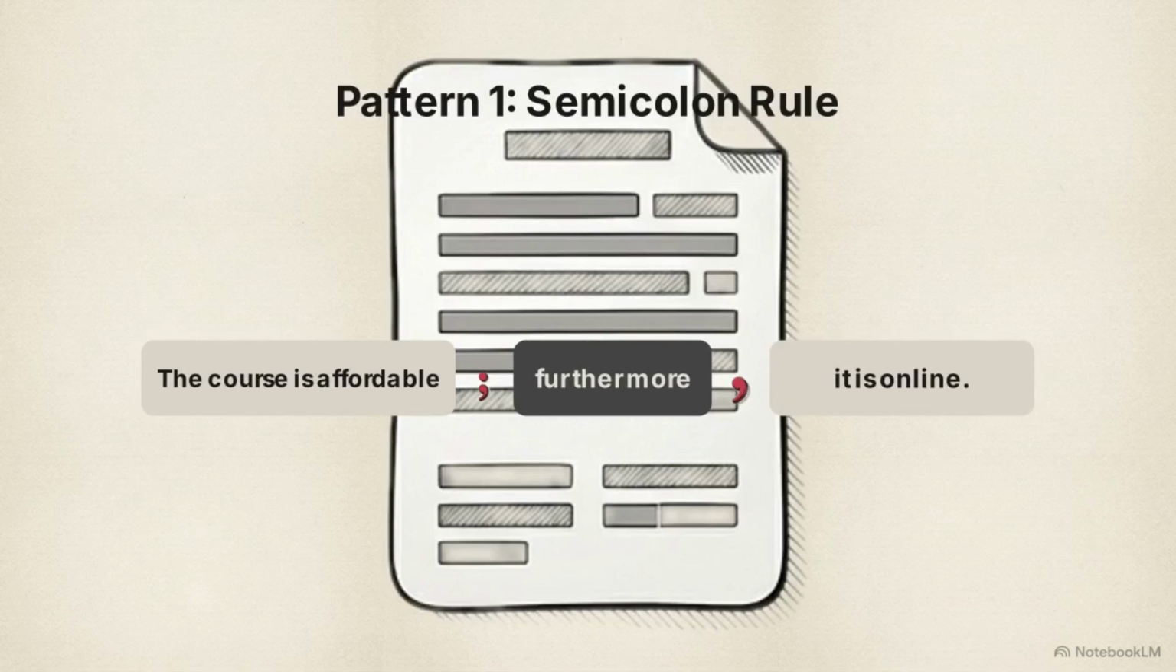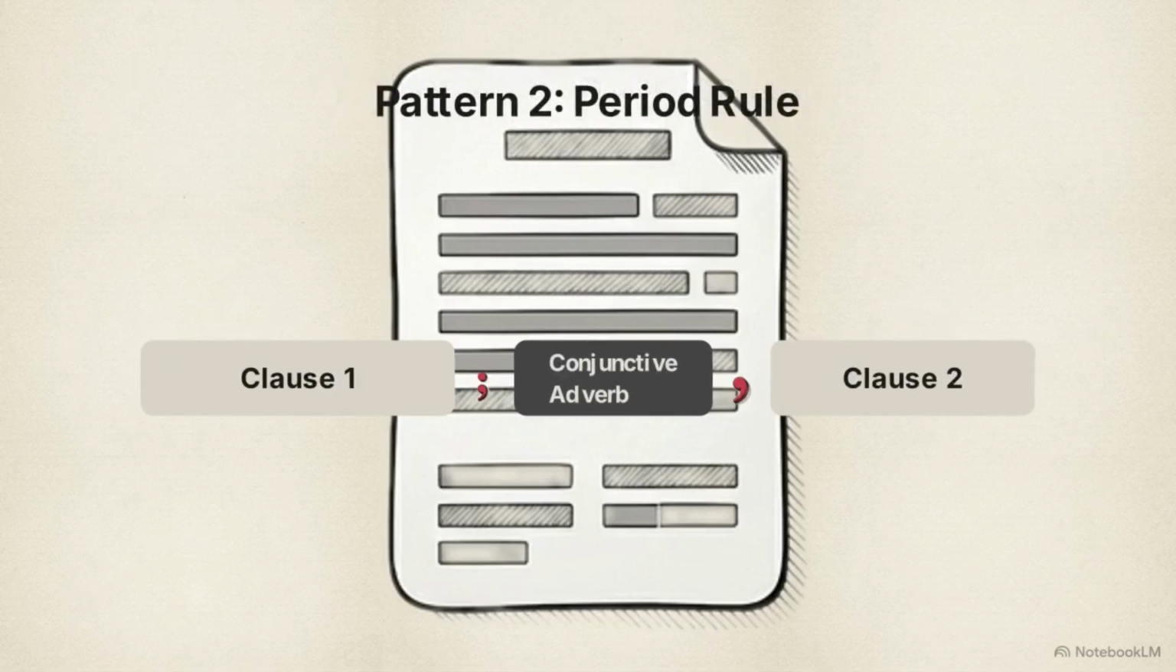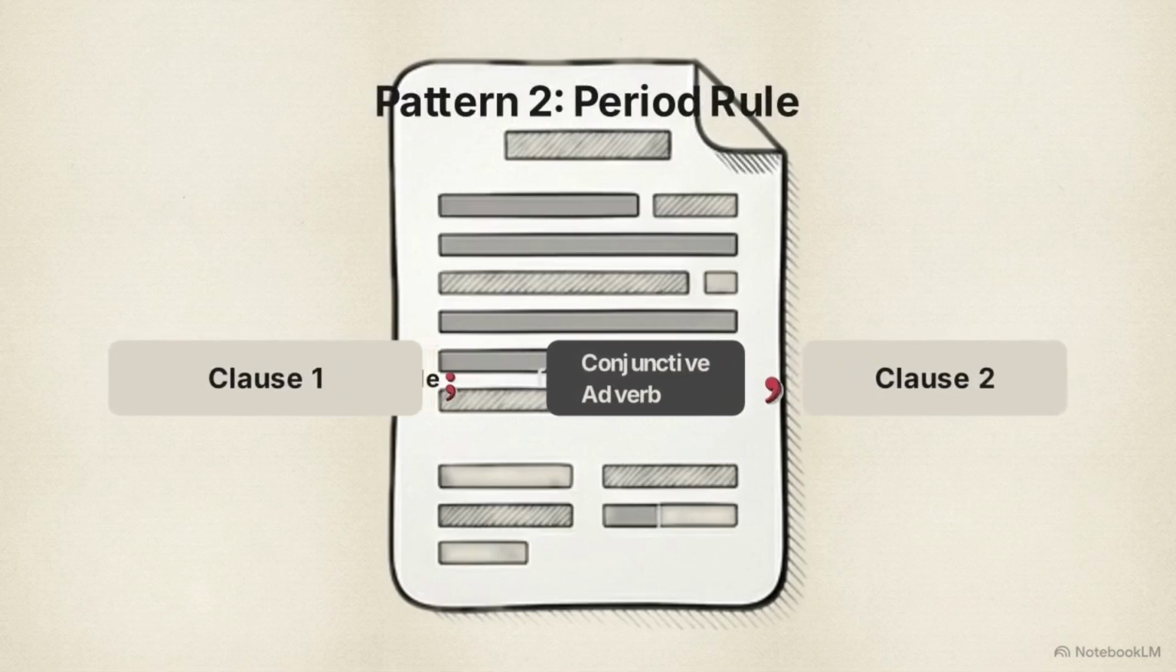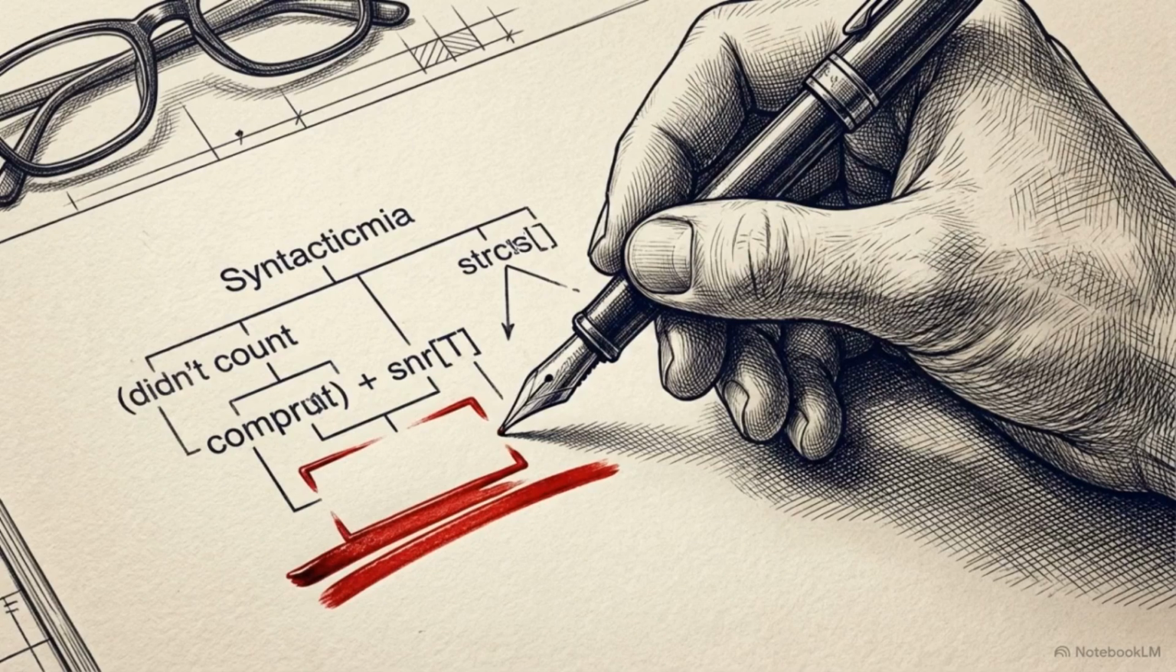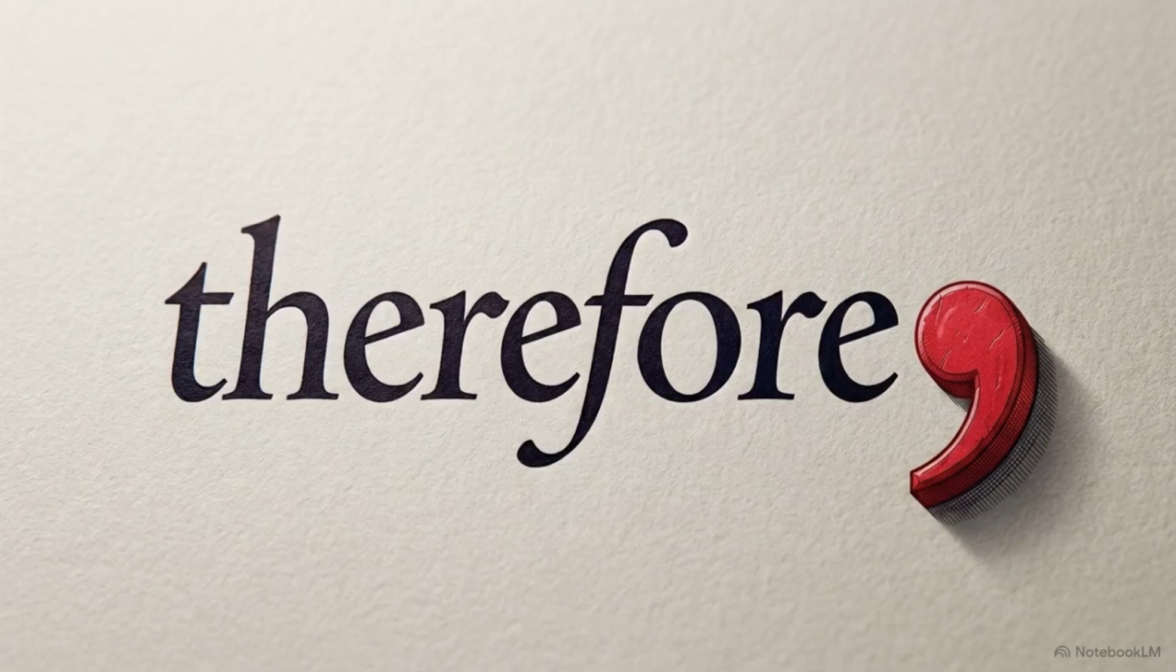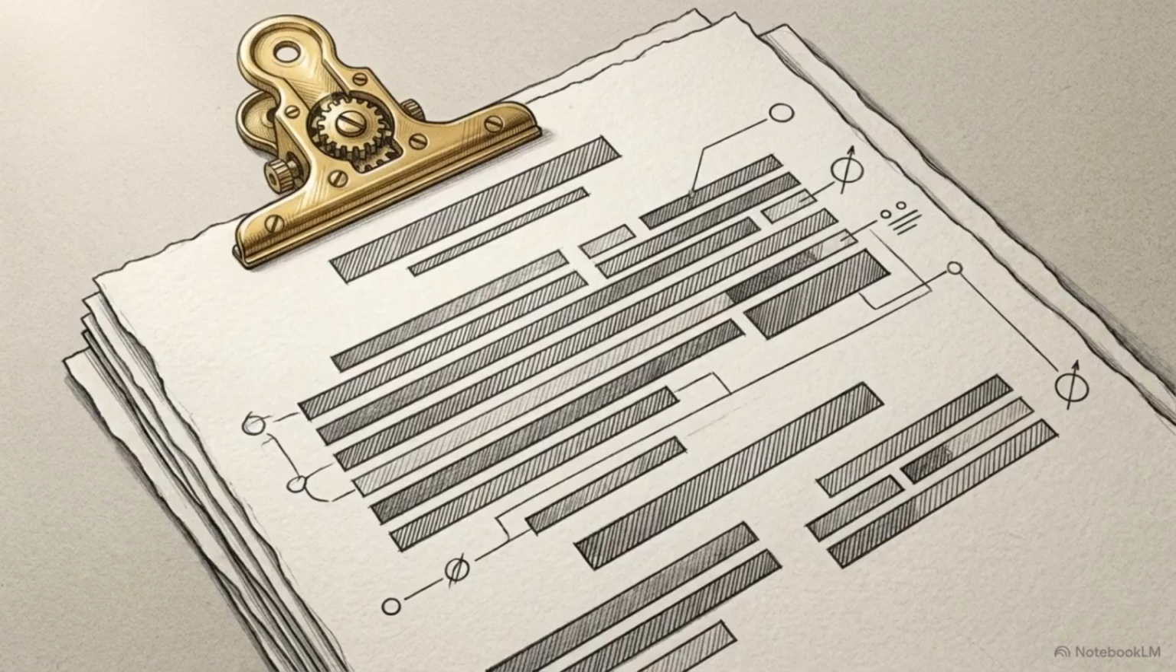Pattern 2 is the period rule. You can also start a new sentence with these adverbs for a distinct break. Note that the semicolon becomes a period and the adverb is capitalized, but the comma remains exactly the same. This is the most common point of failure for students. Whether you use a semicolon or a period, you must always place a comma immediately after the conjunctive adverb. Following these two patterns removes the risk of common punctuation mistakes, ensuring your work meets the technical standards expected in formal writing.